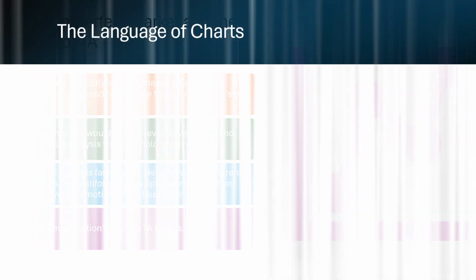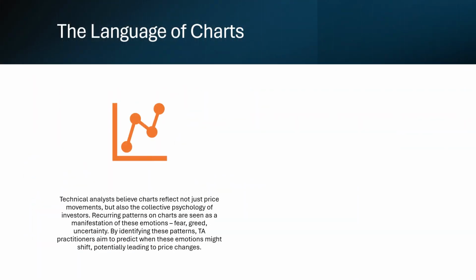The language of charts. Technical analysts believe charts reflect not just price movements, but also the collective psychology of investors. Recurring patterns on charts are seen as a manifestation of these emotions: fear, greed, uncertainty. By identifying these patterns, TA practitioners aim to predict when these emotions might shift, potentially leading to price changes.